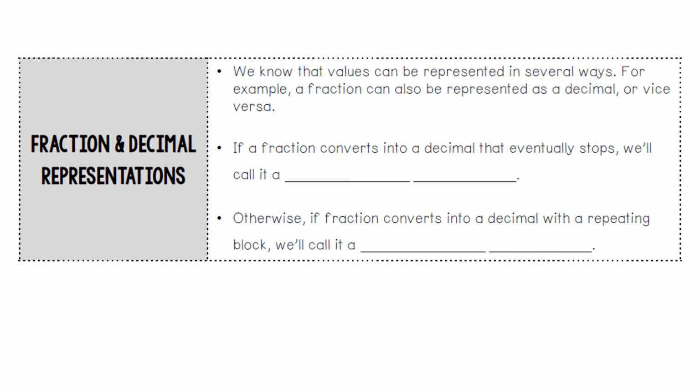So, fraction and decimal representations. We know that values can be represented in several ways. For example, a fraction can also be represented as a decimal or vice versa. If a fraction converts into a decimal that eventually stops, we call it a terminating decimal. Otherwise, if a fraction converts into a decimal with a repeating block or a repeating number or set of values, we call it a repeating decimal.